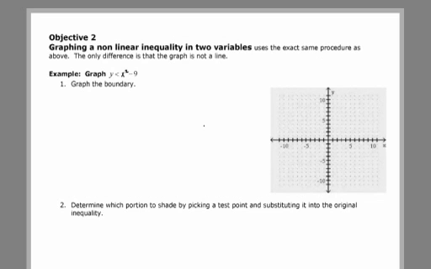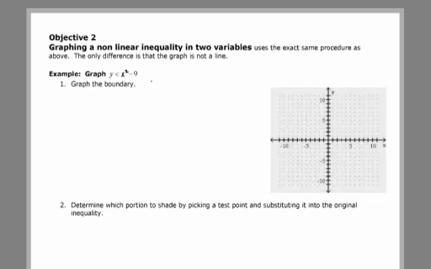Continue in 5.5. Now let's look at a nonlinear inequality in two variables. And as I mentioned earlier, these will be our parabolas. So the graph is not going to be a line, it's going to be a parabola. I think parabolas are the only ones we're going to investigate here that are not linear. So we'll start off just like we did before.